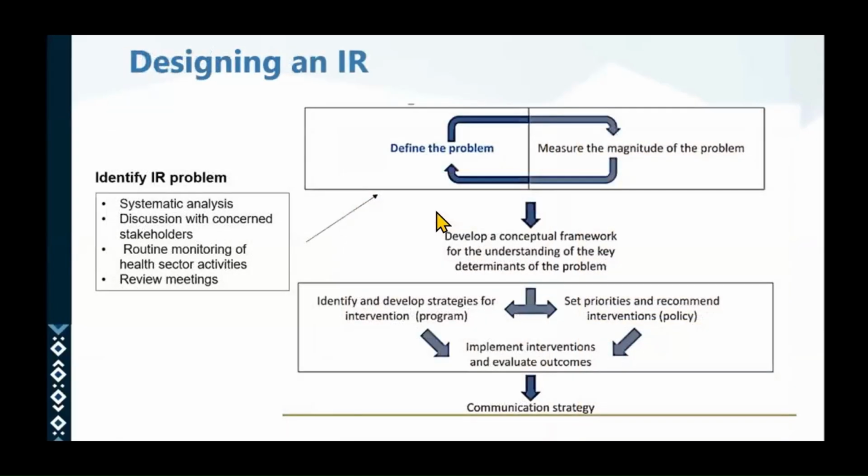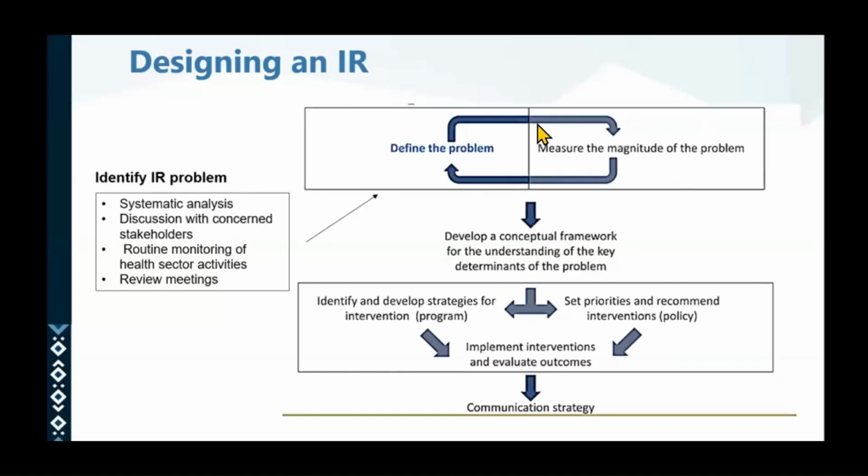So designing an implementation research part, the first thing we have to do is a systematic analysis to identify our research problems. And also, as a means to identify our research problem, we want to have discussions with stakeholders. You also want to carry out routine monitoring of health sector activities to discover where the challenge is or where the gap is. You can also have review meetings with major stakeholders to be able to identify your research problems. And once you've identified the problem, you define the problem and the magnitude of the problem.